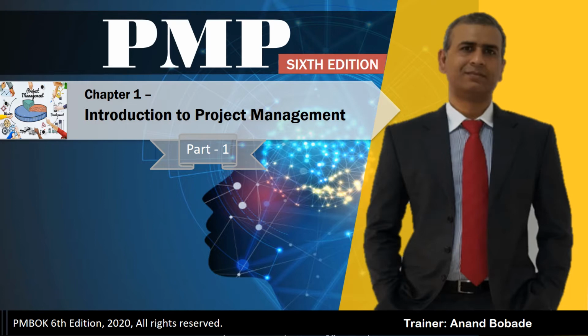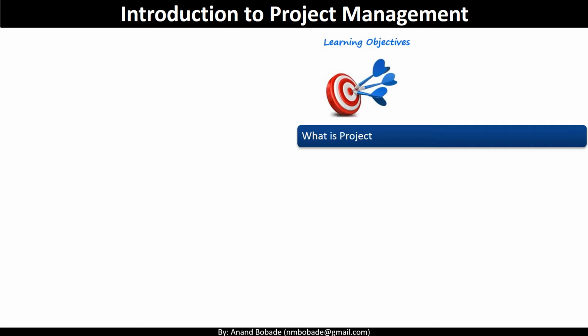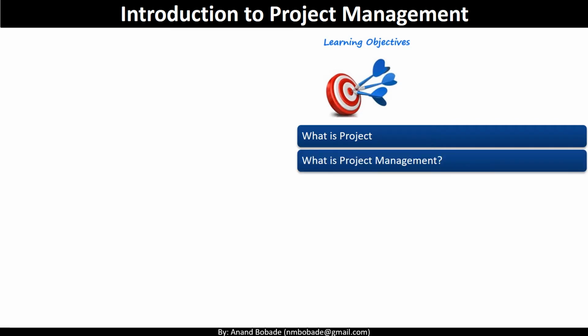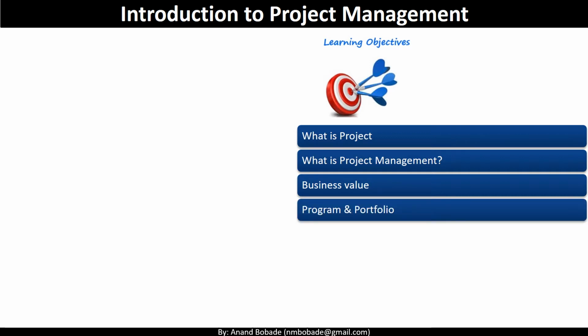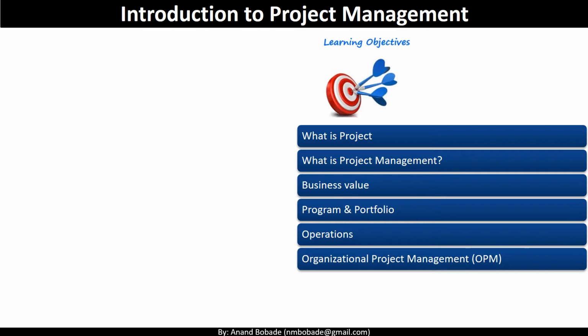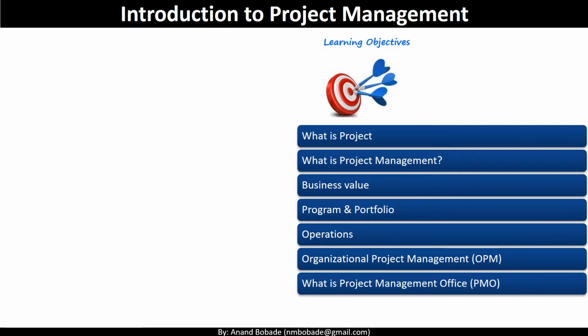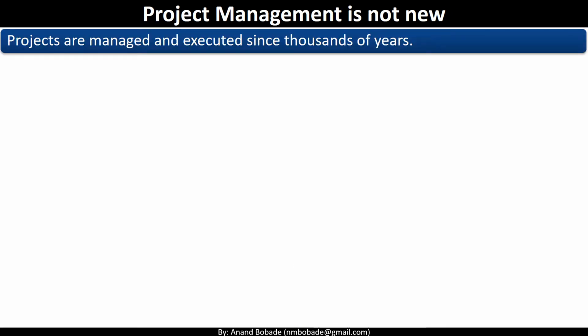Let's start with chapter 1 of PMBOK guide, Introduction to Project Management. As name suggests, this session is about introduction to project management. The learning objectives of this session are: we will start with understanding what is project management, business value, program and portfolios, what is operation, organizational project management, what is project management office, and we'll have a quick review at the end.